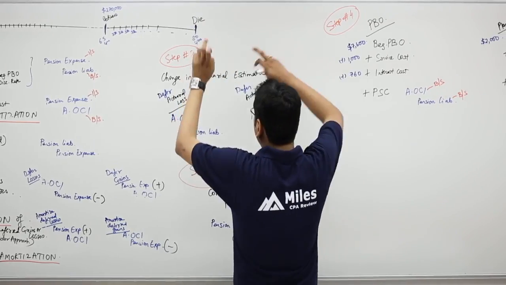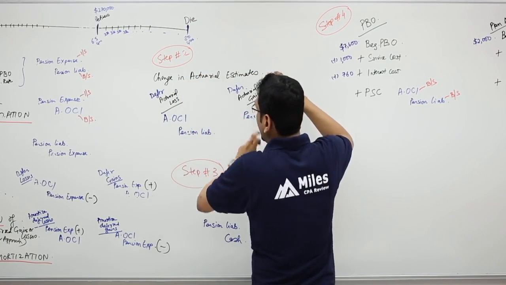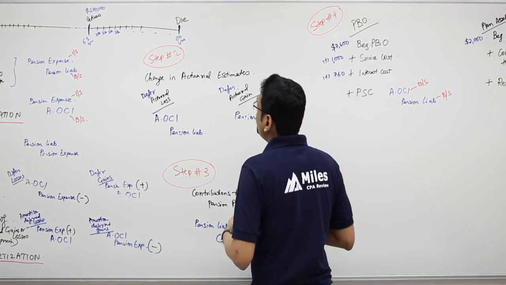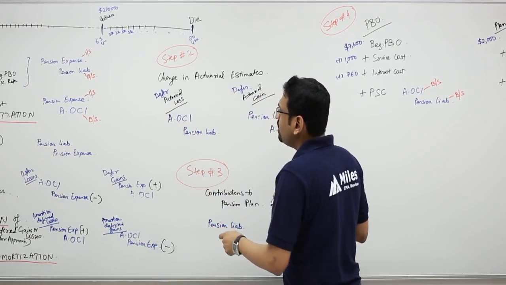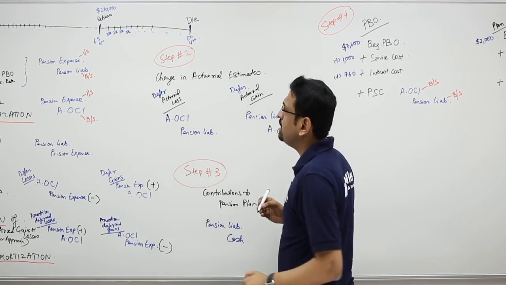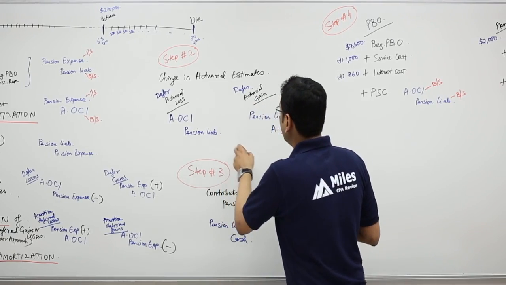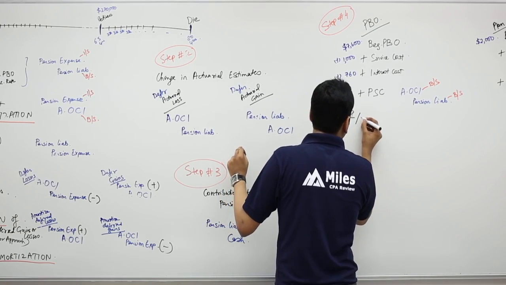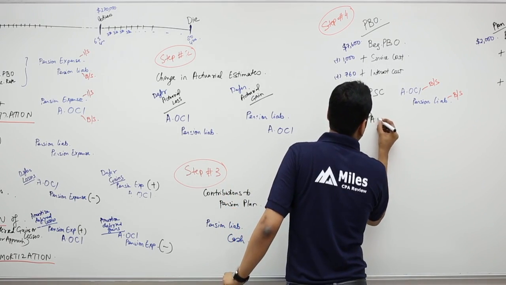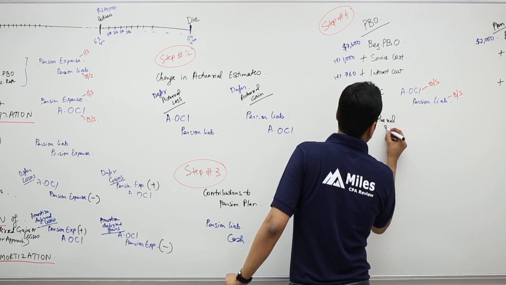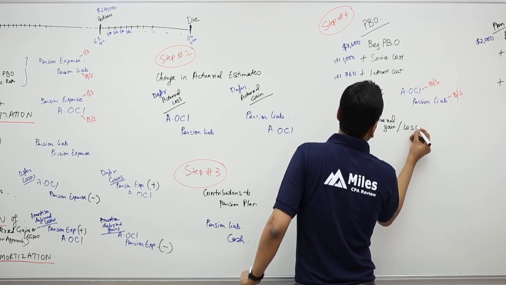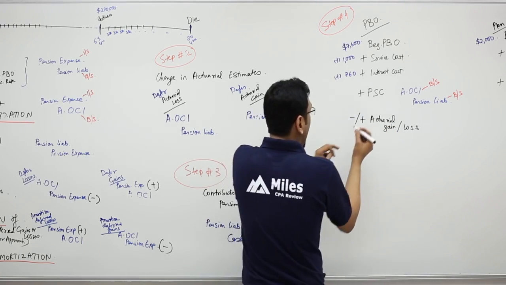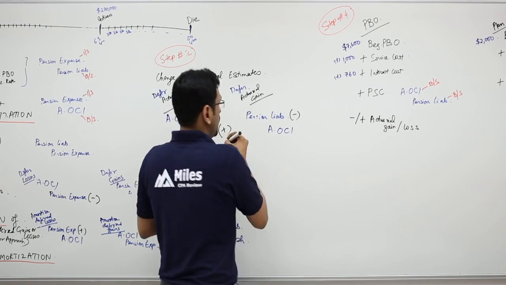Now, when we looked at change in actuarial estimates, we again had pension liabilities here. If we have an actuarial loss, that would increase the pension liability. If we have an actuarial gain, that would reduce the pension liability. So I could say minus or plus actuarial gain or loss. If it's an actuarial gain, pension liability is minus, debit. If it's an actuarial loss, pension liability is a plus.